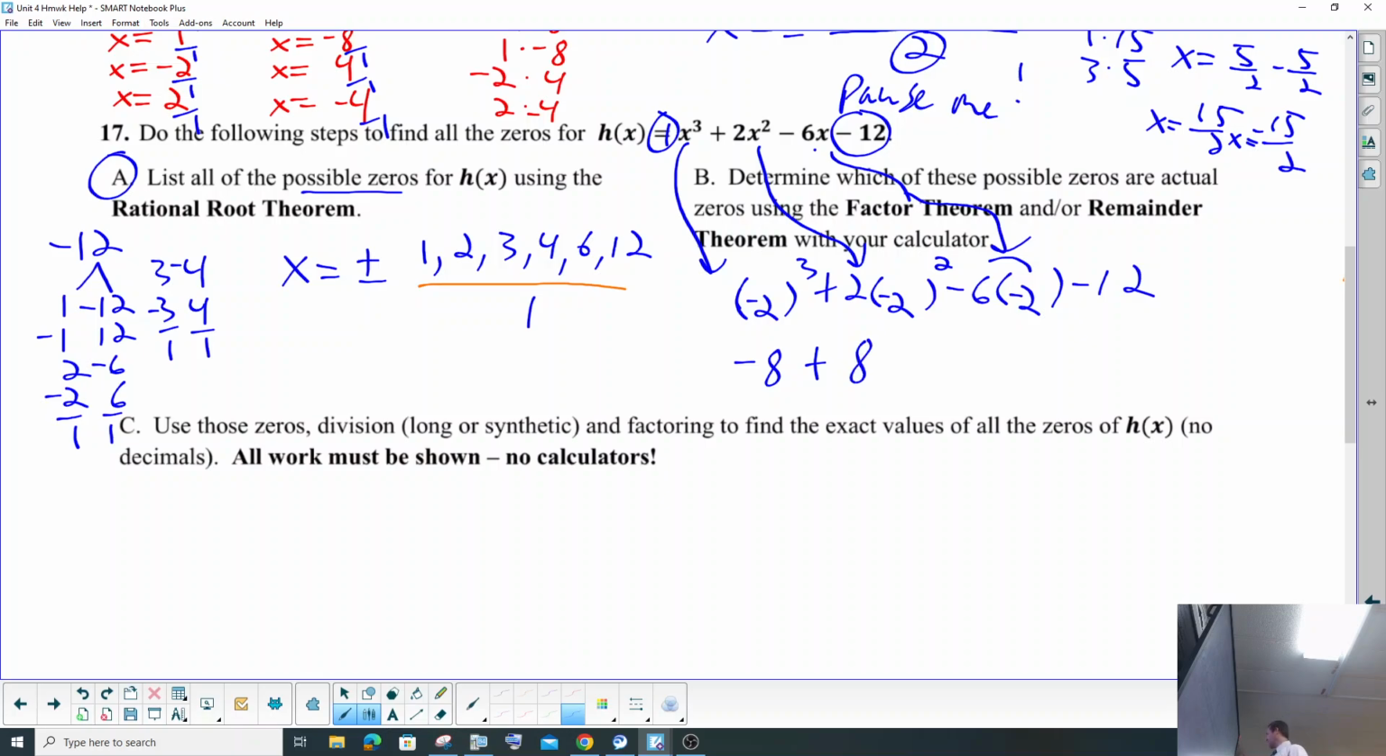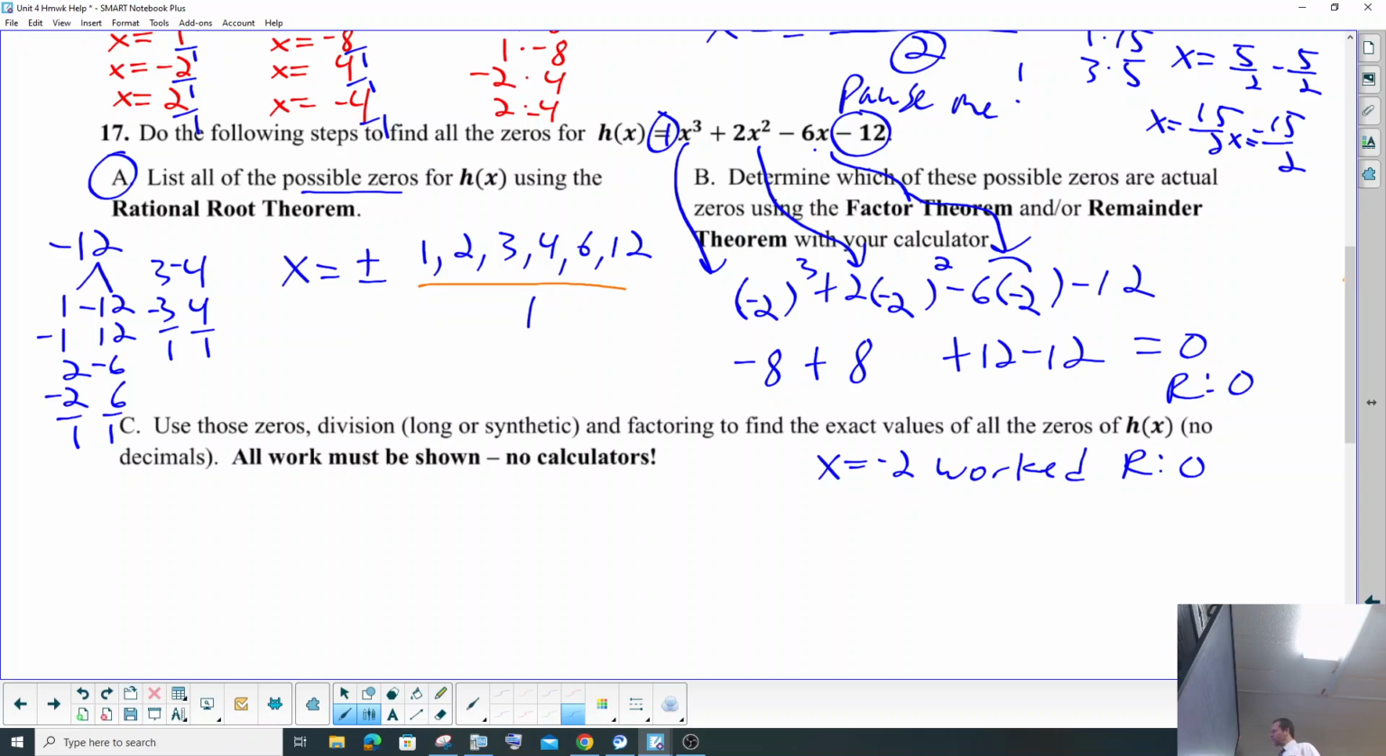What if we plug a negative 2 in? Negative 2 times negative 6 is a positive 12. We found it. Those equal 0. We got a remainder of 0, using the factor theorem or remainder theorem. The factor theorem says it's 0, so that means negative 2 worked. So x equals negative 2 worked because we got a remainder of 0.